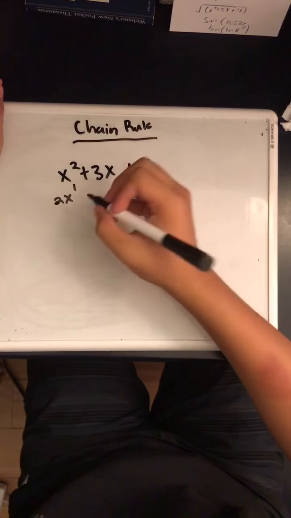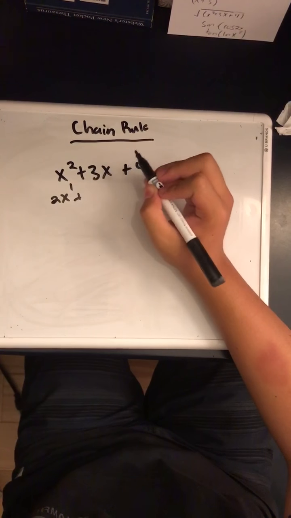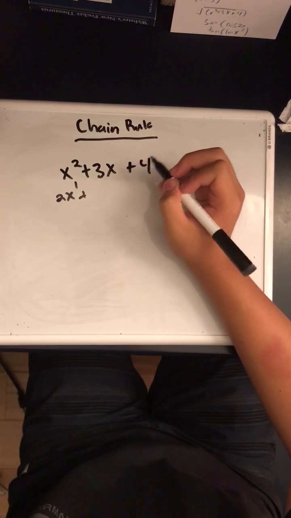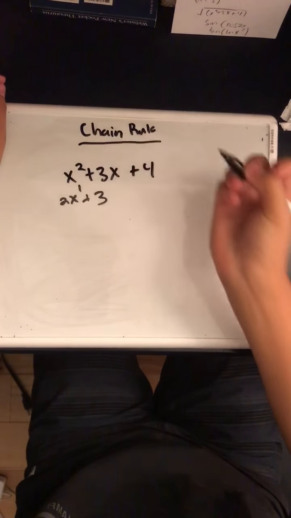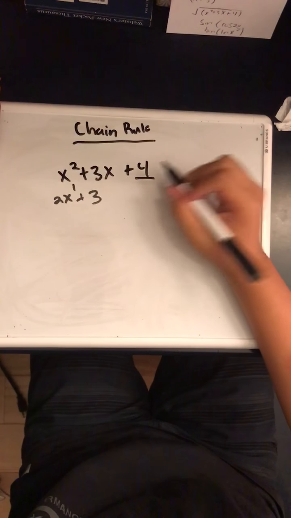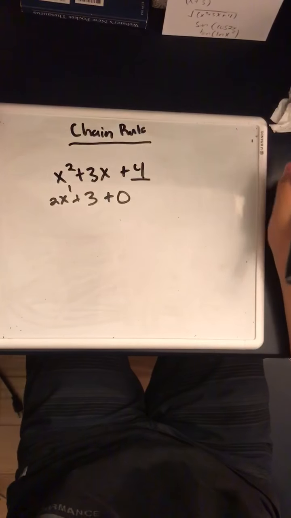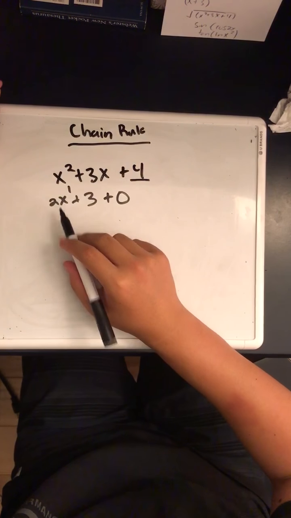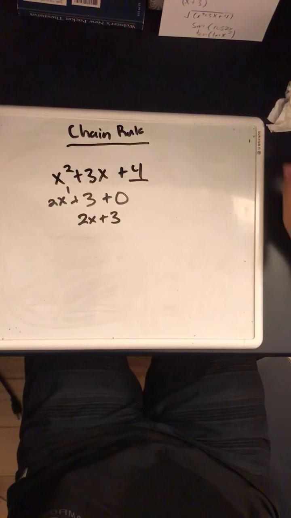And then same thing for this one. The power right here is x to the 1. So 1 minus 1 is 0, and x to the 0 is always going to be 1. So it's 3 times 1, which is just 3. And then the derivative of a constant is always going to be 0. So the answer is going to be 2x plus 3.